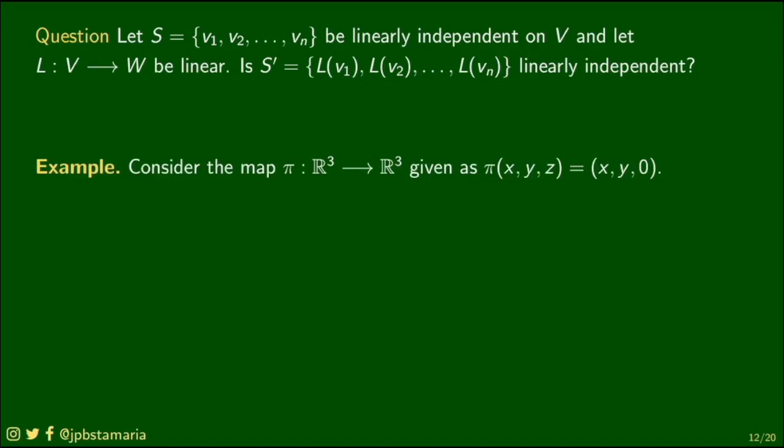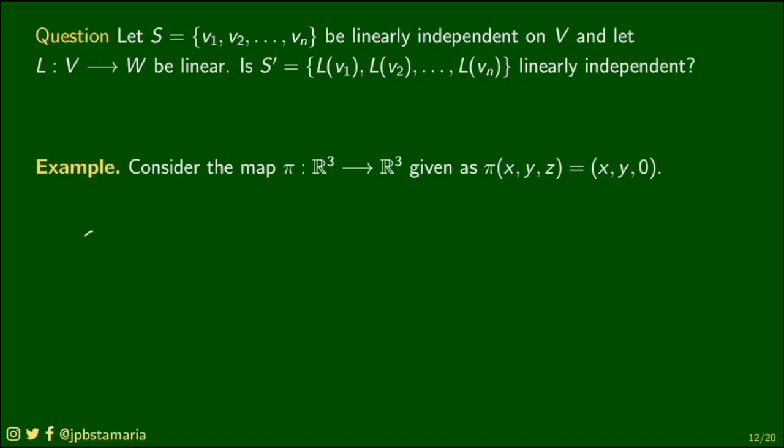Let's consider the map pi. This time pi does not represent the number pi. Okay? Pi is just a symbol, and it's a mapping from R3 to R3 that takes the point xyz to the point xy0. So this transformation simply zeroes out the third coordinate of the point. So geometrically, you can think of this as a mapping that flattens the three-dimensional space R3 into the xy plane.